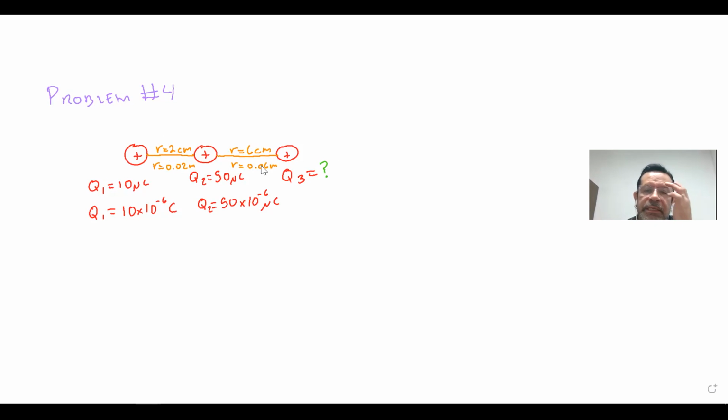Now, the problem is saying, what would the charge Q3 have to be? So the total net force on charge 2 is 0. So what does this mean? We're located in Q2.